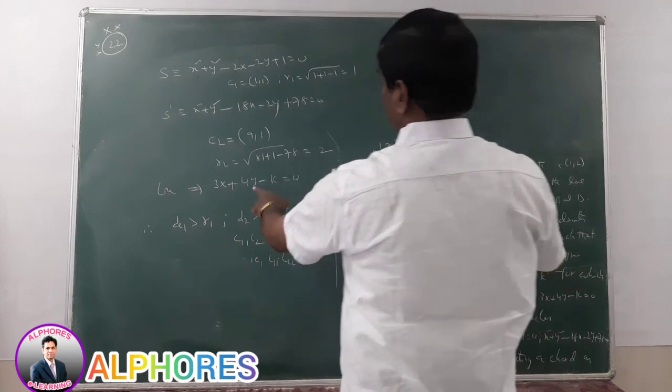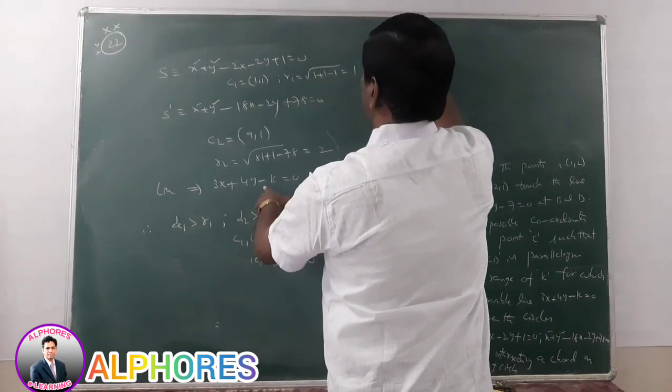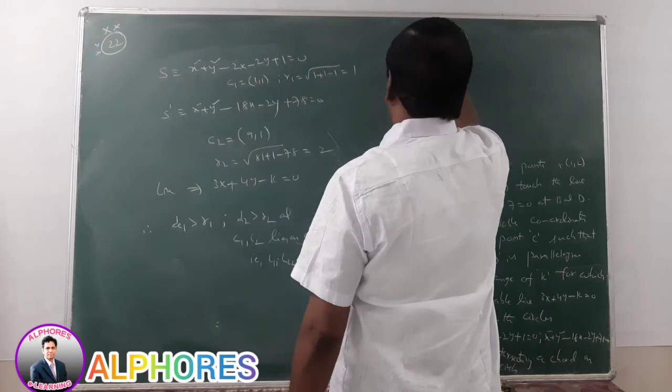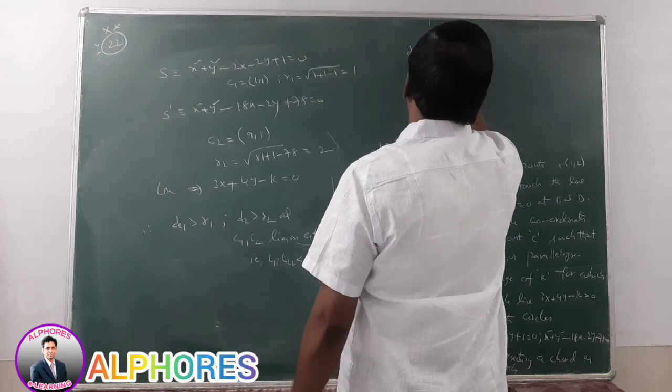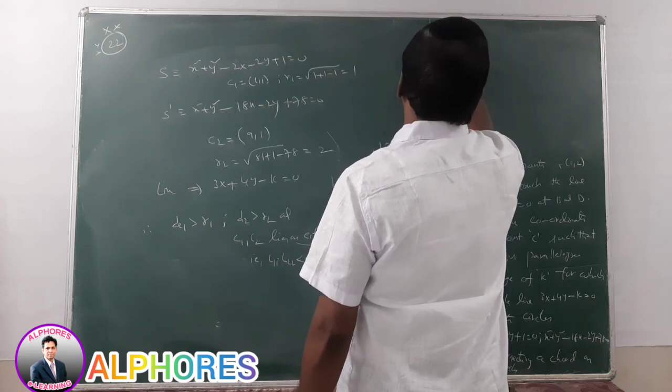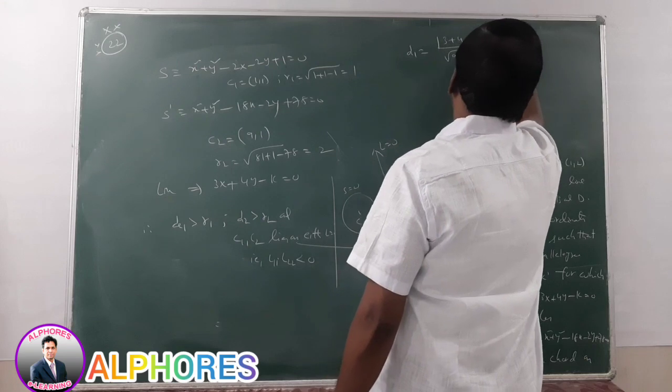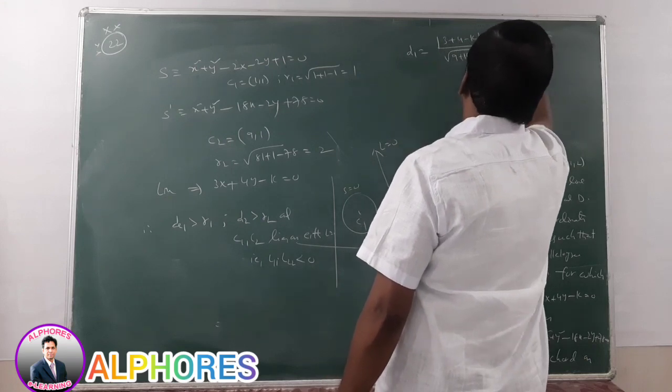The line equation is 3x plus 4y minus k. D1 is the distance from the first circle's center (1, 1): mod of 3 plus 4 minus k, divided by root over A square plus B square, which is root of 9 plus 16, that is 5. That means mod of 7 minus k by 5.